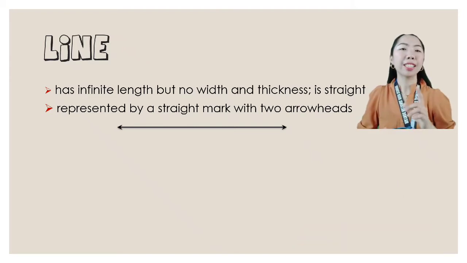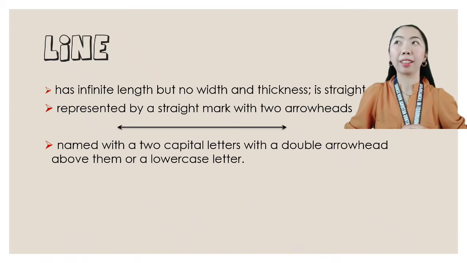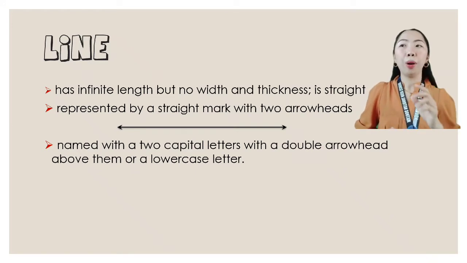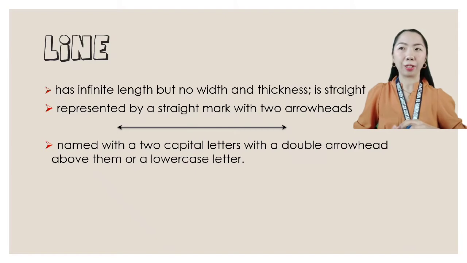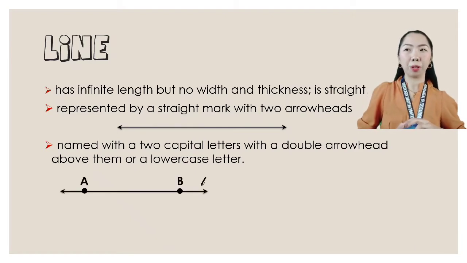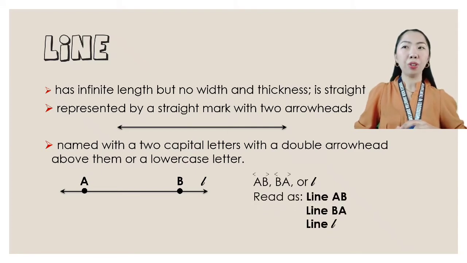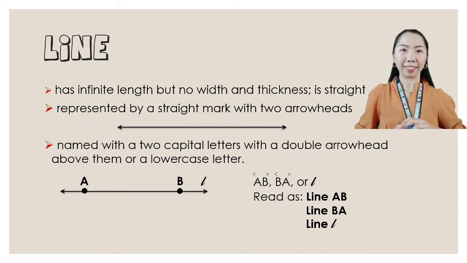Okay? So just like point, we also name our line. How do we do that? We name it with two capital letters with double arrowhead above them or a lowercase letter. Just like, for example, this one. Okay? So we have there a line, point A and point B, and a lowercase letter L. So we read this as line AB, line BA, and line L.